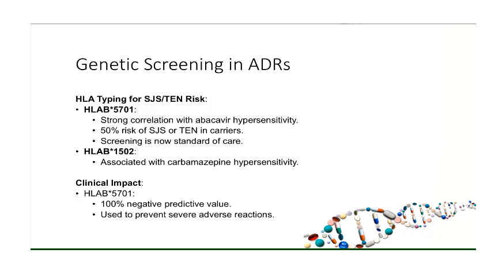Genetic screening plays a vital role in preventing severe adverse drug reactions like Stevens-Johnson syndrome and toxic epidermal necrolysis. For example, HLA-B 5701 typing is now a standard practice to avoid hypersensitivity to abacavir, as it offers a 100% negative predictive value. Similarly, HLA-B 1502 typing helps reduce risks with carbamazepine.